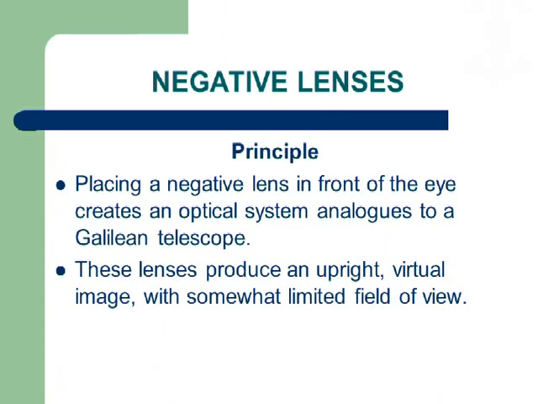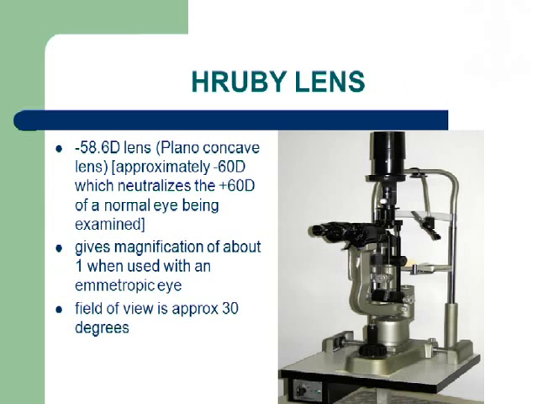So let's look at the negative lenses. The principle here is to place a negative lens in front of the eye and create an optical system which is analogous to a Galilean telescope. These lenses, because of the telescopic system, produce an upright virtual image with a somewhat limited field of view. So the Rhuby lens is a -58.6 diopter lens. It's essentially a plano-concave lens.